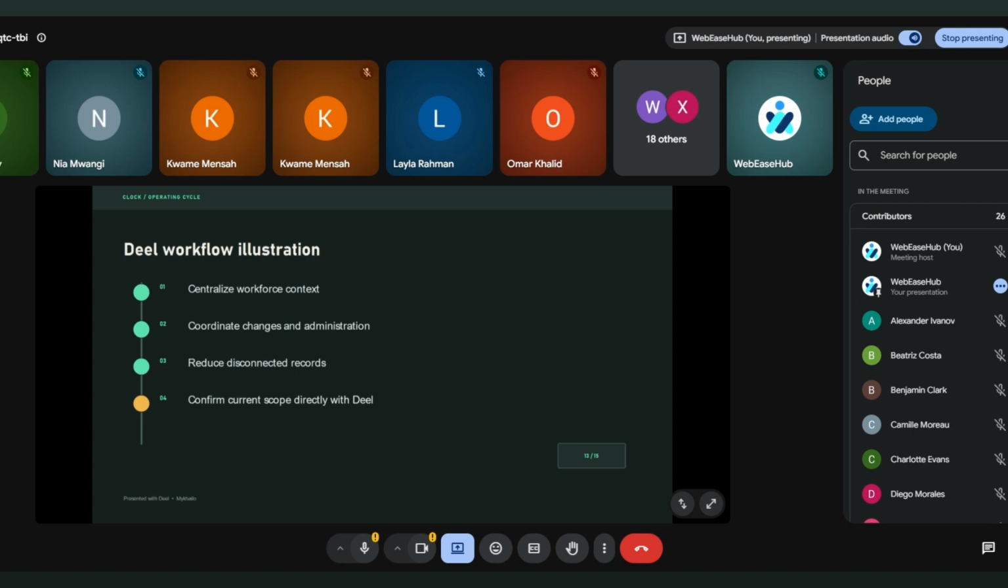When evaluating Deel or any platform used in global workforce operations, I would start with the operating questions before the feature questions.